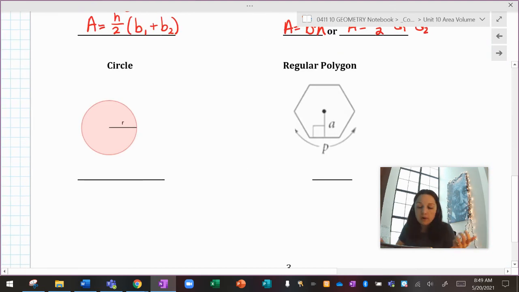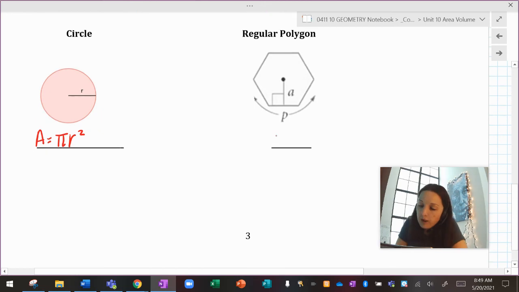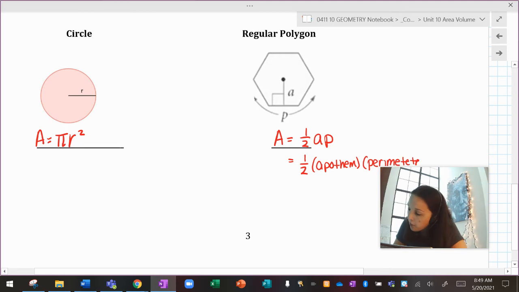What about a circle? Well, the area of a circle, we've done that before. That's area equals pi r squared. No surprises there. What about a regular polygon? Well, the formula for the area of a regular polygon is 1/2 AP, where A is the apothem, that's a fun word, and P is the perimeter. Now, if I can't spell perimeter, there we go, I need an R.